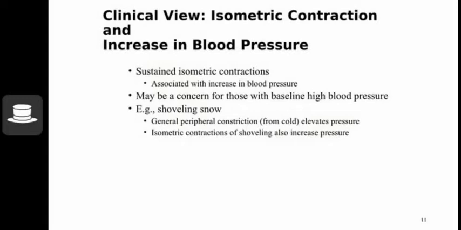So clinically, with isometric contraction, if you do sustained isometric contraction, that's going to actually increase blood pressure. So, for instance, shoveling snow, you get a lot of peripheral constriction from the cold. So the blood is literally being squeezed out of your arms and legs just a little bit, which forces it into your torso. And since there's more of it in there, that's going to increase pressure. And then because of the isometric contraction, that also increases pressure. And it's really common for people to have heart attacks when they go out and shovel snow.